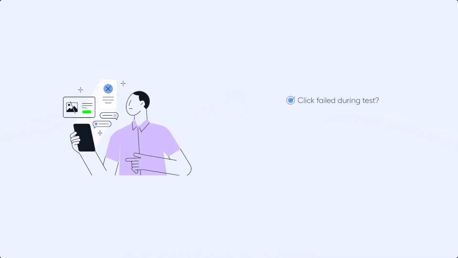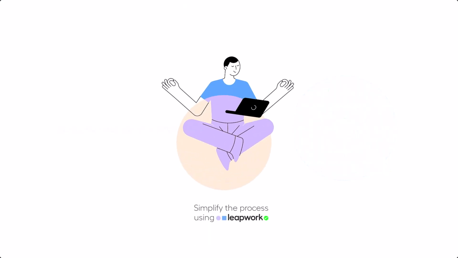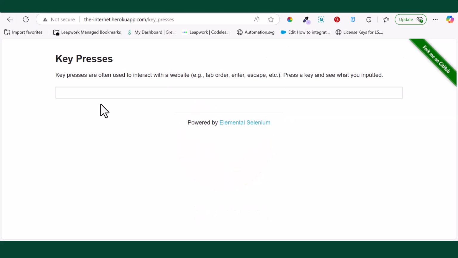Have you ever run into a test where clicking just wasn't enough, and you needed to press a key to move forward? Like hitting enter to submit a form, pressing ESC to close a pop-up, or using arrow keys to move through a drop-down. These issues happen because most automation tools don't handle special keystrokes well. They either ignore them, require complex scripting, or fail due to bad timing. That's where Leapwork makes a difference, letting you send any keystroke easily and codelessly, so your test stays smooth, accurate, and stress-free.